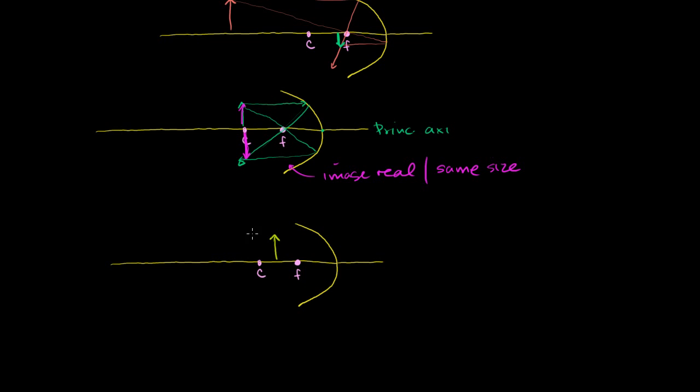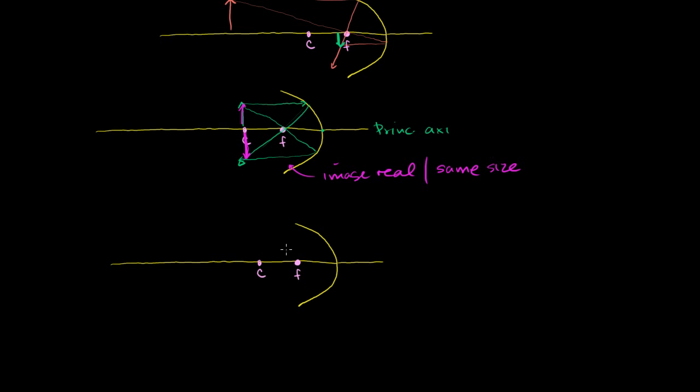So if we put our object there, we could have a light ray that goes parallel to the principal axis, and then it will reflect out through the focus. And then you could have another ray that goes through the focus, and then it will reflect out. And let me draw it better than that, actually. I should probably have used a more precise tool when I did all of this.